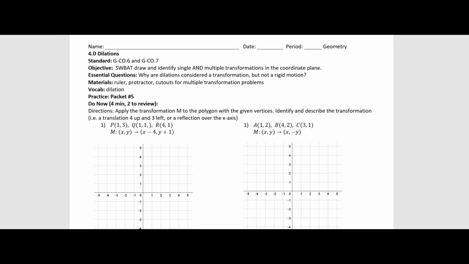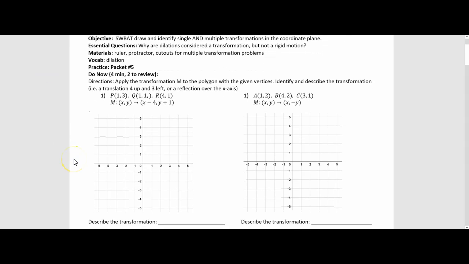So we've already talked about the three types of rigid motions. In terms of transformations, we had our rotations, reflections, and translations. Now we're going to add another transformation to that set, but you're going to notice that it has some different properties. So that's why we didn't talk about it in our rigid motions unit. We are talking about it now.